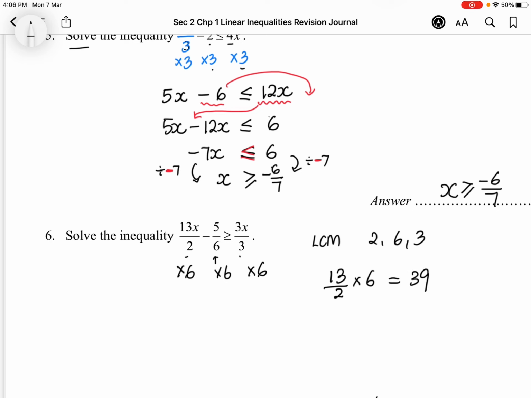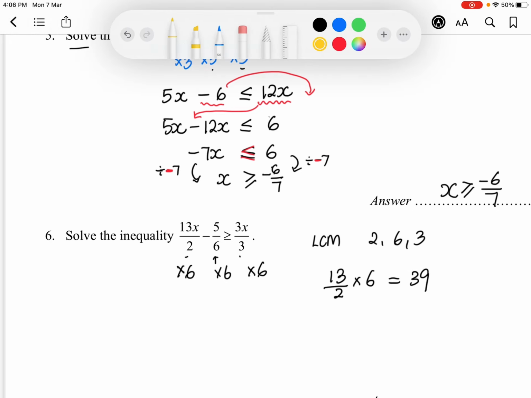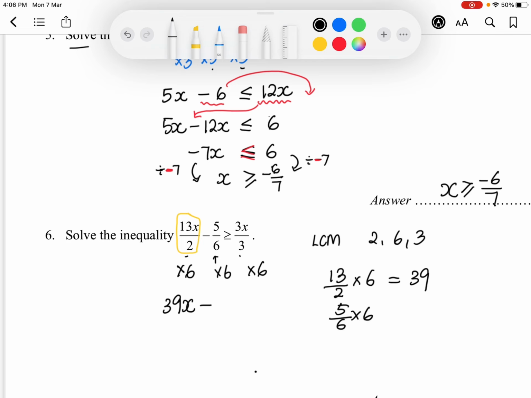That gives me 39. So I'm going to multiply fraction by fraction. The first one, 13 over 2 times 6, gives me 39. So I get 39x minus 5 over 6 times 6, that gives me the number 5. Greater than or equal to, this one is 3x over 3 times 6, that's 6x.